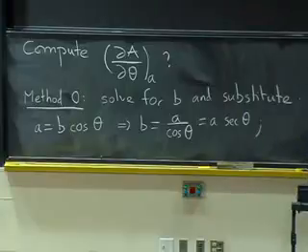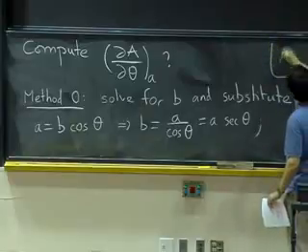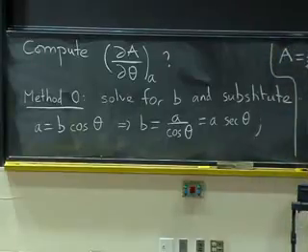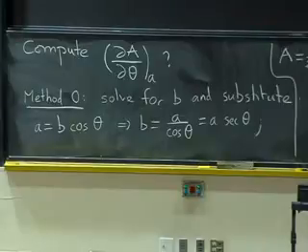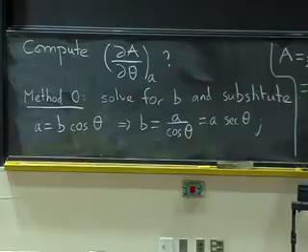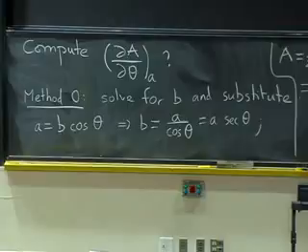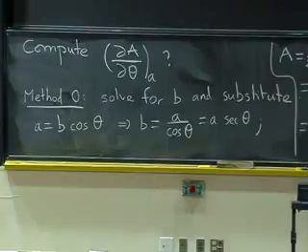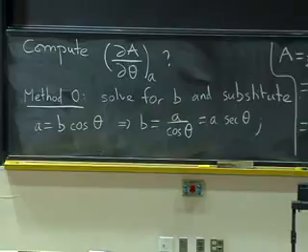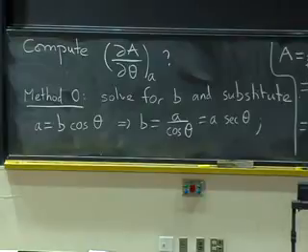And now if we express the area in terms of A and theta only, A is 1/2 of AB sine theta, which is now 1/2 of A squared sine theta over cosine theta, or if you prefer, 1/2 of A squared tangent theta. Well, now that it's only a function of A and theta, I know what it means to take the partial derivative with respect to theta, keeping A constant. I know how to do it.